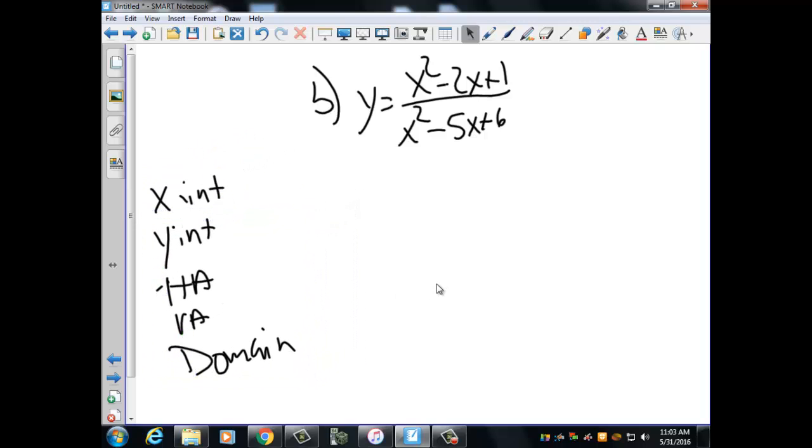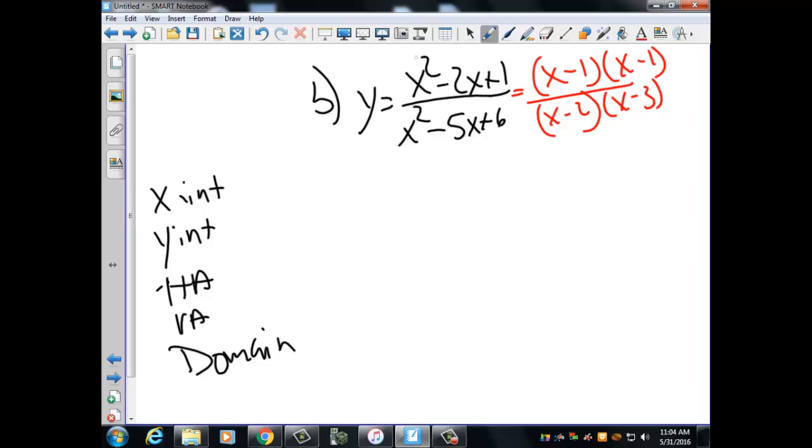And we'll do B. Now, for B, to find the x-intercept, you got to set what? Top equal to 0. So, probably the first thing you're going to want to do is factor the top and the bottom. So this is x minus 1, x minus 1. This is x minus 2, x minus 3. That's going to be your first step. You'll want to factor.